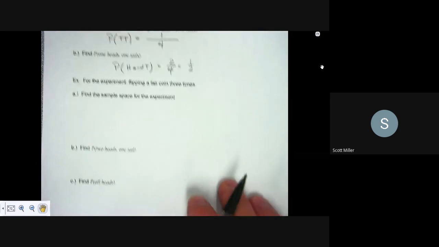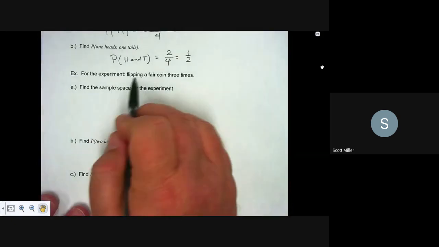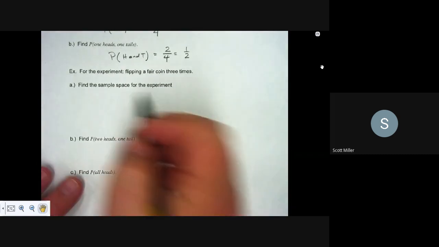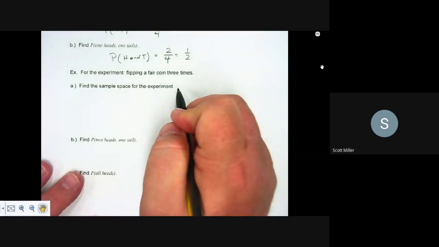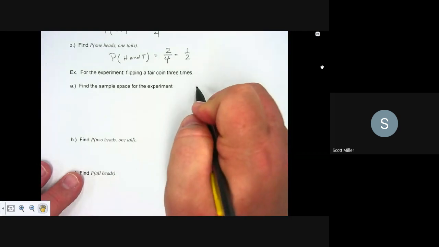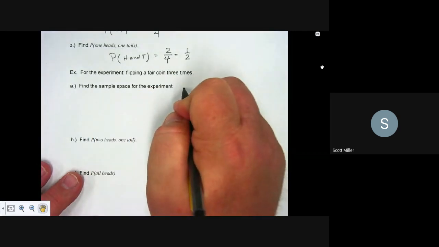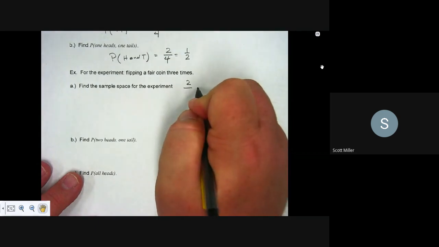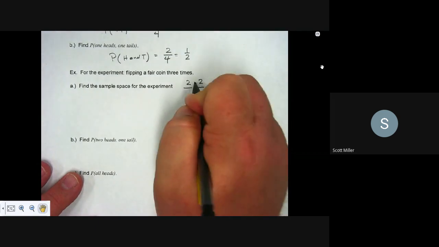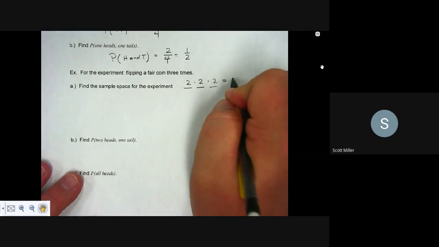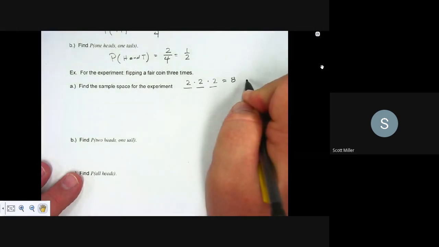Here's another example. The experiment is we're going to flip a fair coin 3 times. Well, based off of our fundamental counting principles, I already know how many items are in the sample space. If I flip a coin once, there's 2 things that can happen. If I flip it twice, there's 2 things that can happen. If I flip it a 3rd time, there's 2 things that can happen. So there should be 8 items in our sample space.